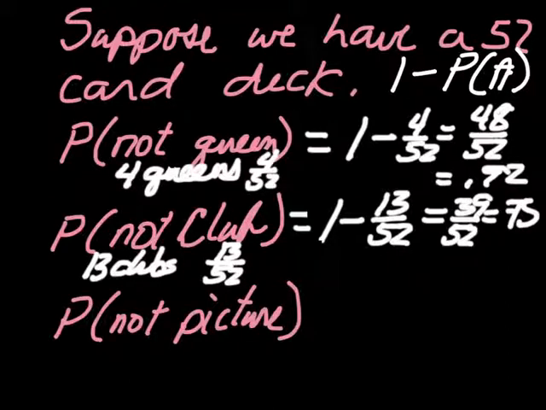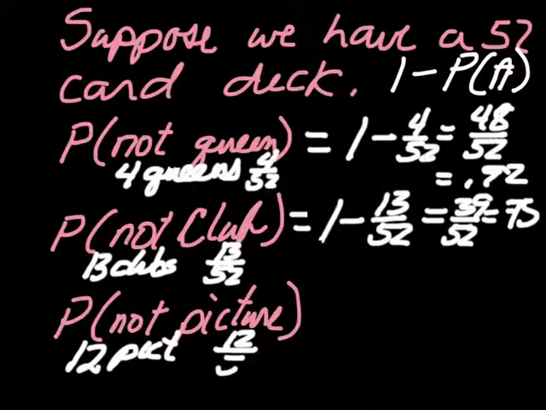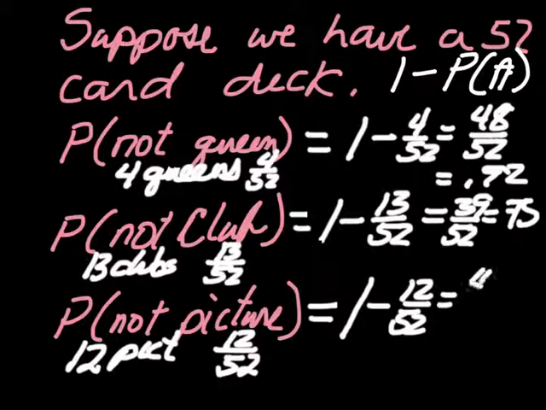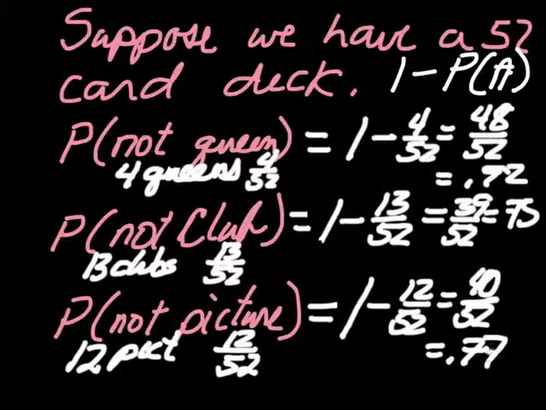Okay, how about picture cards? Well, the picture cards are Jack, Queen, King, and there are 3 in each suit, so there are 12 picture cards total. Therefore, the probability of getting a picture card is 12 out of 52, and the probability of not getting a picture card is 1 minus 12 over 52, or 40 out of 52, and that as a decimal is approximately 77%. Okay, so if you got those 3 right, you're pretty much ready for this assignment.